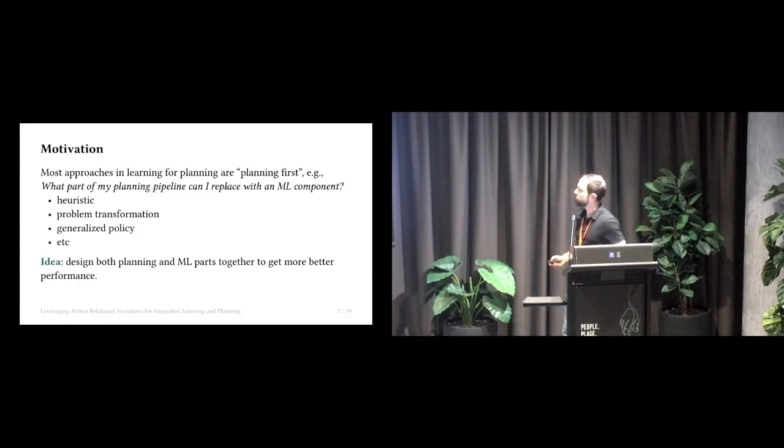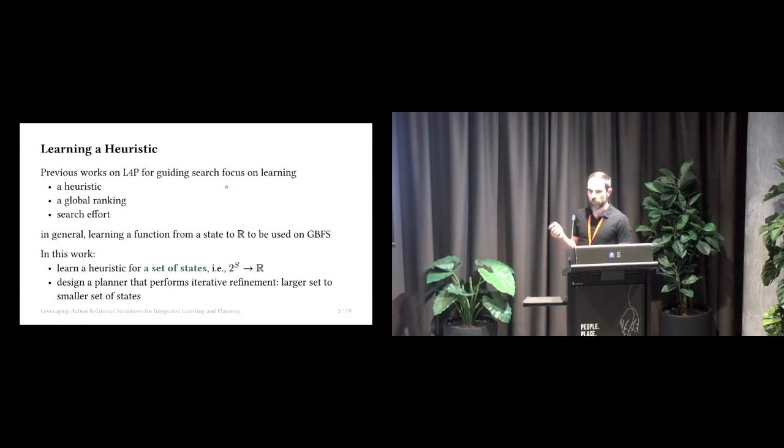So in this work, we're going to be focusing on learning a heuristic. In learning for planning, we have a fair amount of work on that. You can learn a heuristic directly, or, as we have shown in our group, you can learn a global ranking, something similar. We also have shown that you can learn a proxy for search effort. But what all of these works have in common is that we are learning a function from a state to the reals, and then you just plug that into your GBFS, and that's it.